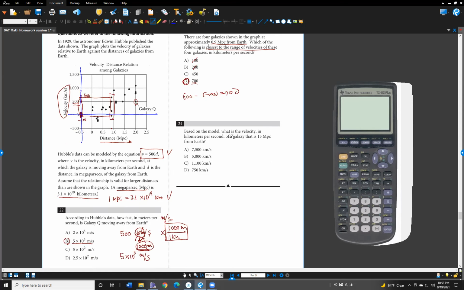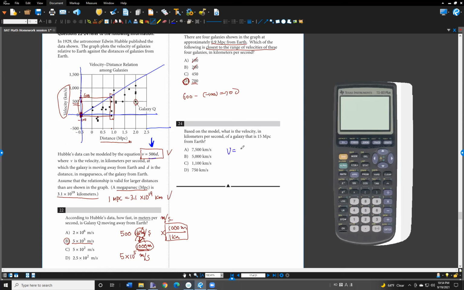Okay, based on this model, what is the velocity in kilometers per second? The galaxy is at 15 Mpc. Where is 15 Mpc? Up here? No way. There's no 15 Mpc. We don't get it. But use this formula. That's why the formula is given, right? What is that? This is the line of best fit, okay? That's right. All right, so use this one.